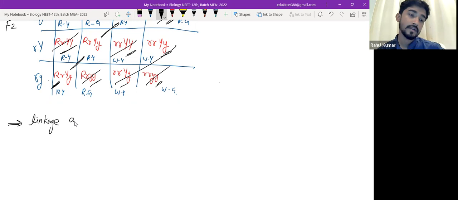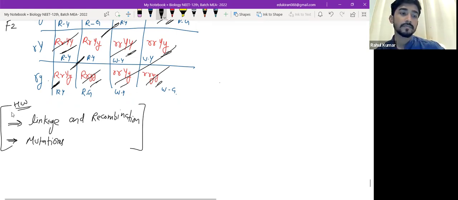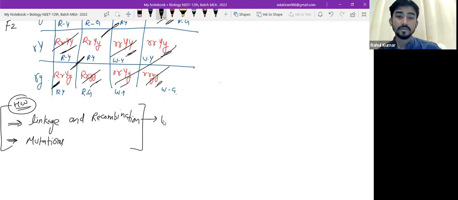Linkage and recombination. This I will start in the next class because it's a very big topic. And along with it, I will also start mutations. We will take both of them one after the other, and we'll finish it in the next class. So this is your homework. You have to go back and read this. Okay, everyone? Linkage and recombination and mutation. Linkage is an exception to the third law.